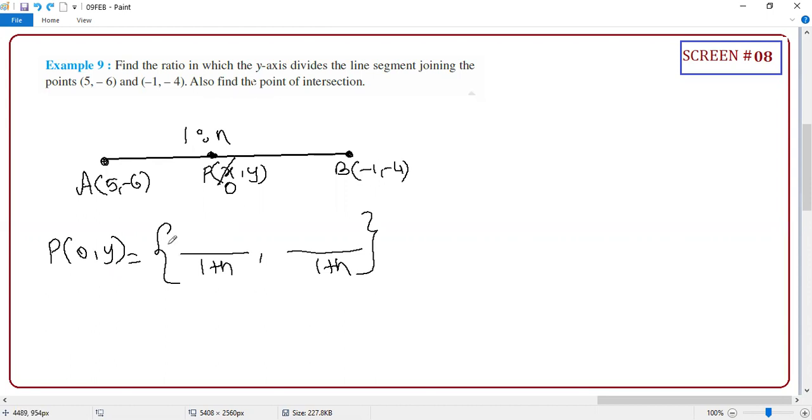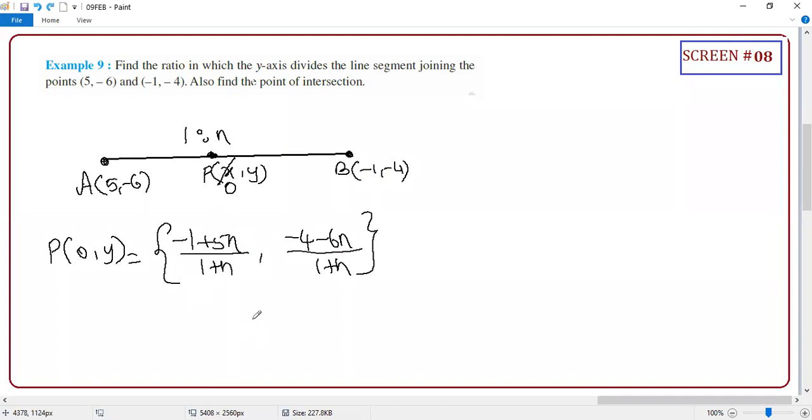1 into minus 1, same method, minus 1. n into 5, 5n. 1 into minus 4, minus 4. n into minus 6, minus 6n. Guys, what next? It's a variable, I cannot proceed further.